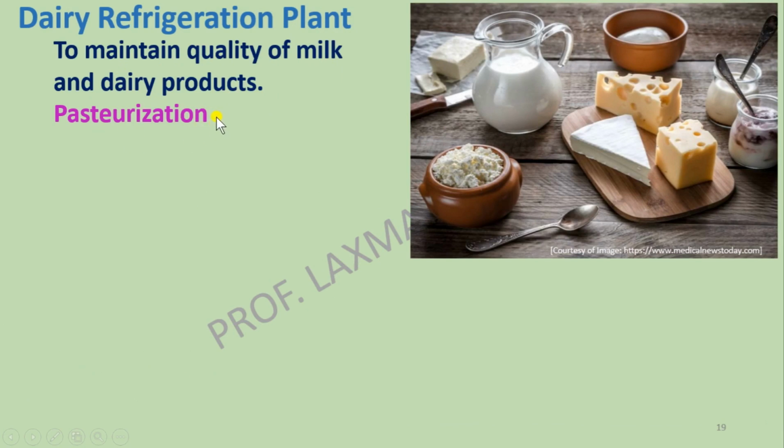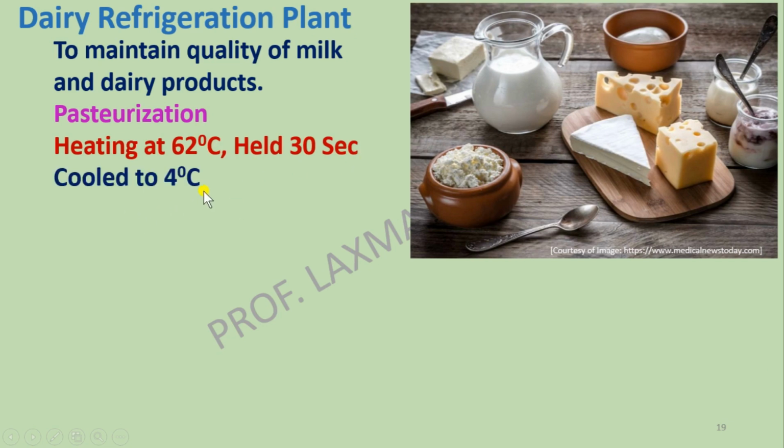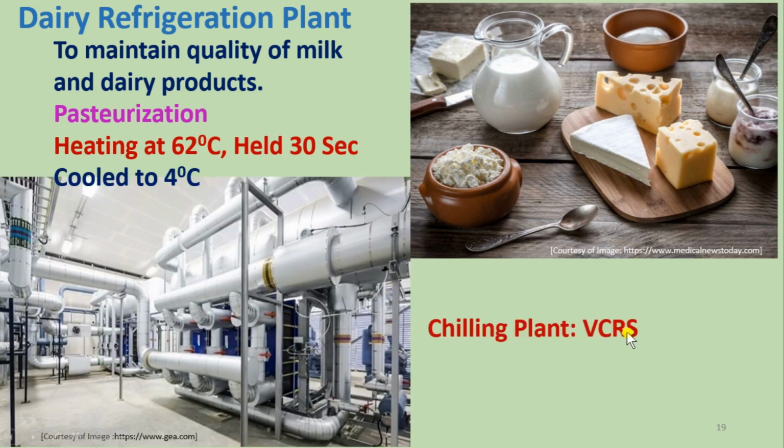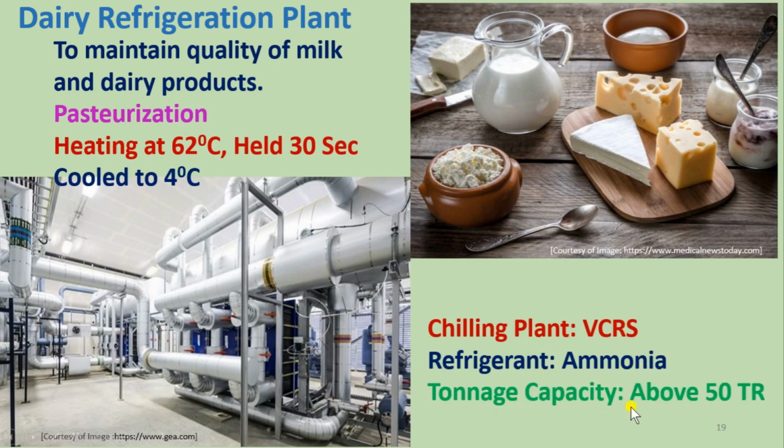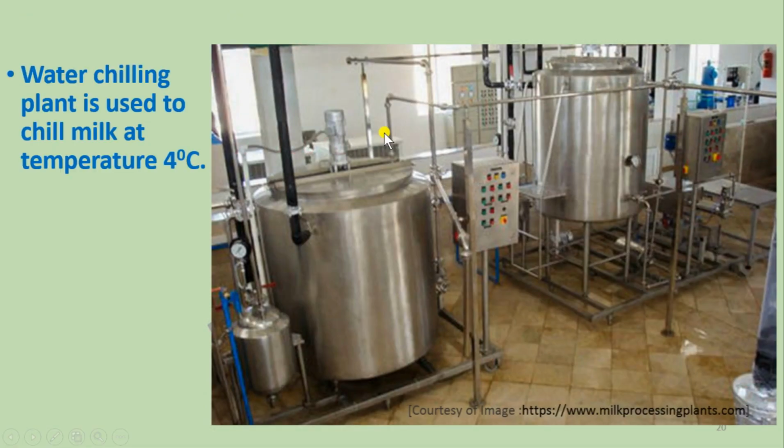Pasteurization is a process which is carried out on the milk, in that milk is heated to 62 degrees Celsius temperature and it is held for the time of 30 seconds and then it is cooled to 4 degrees Celsius temperature. For this purpose, here vapor compression refrigeration system is used, having refrigerant as ammonia. Cooling capacity or tonnage capacity of this system is above 50 TR. Water chilling plant is used here to chill milk at temperature 4 degrees Celsius.